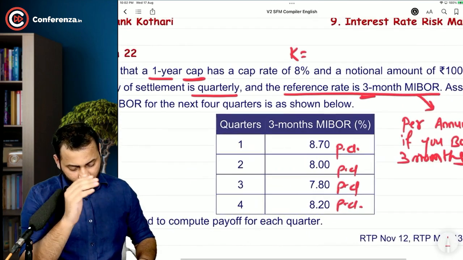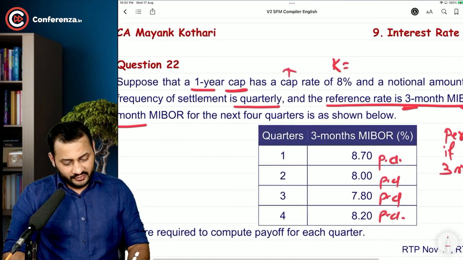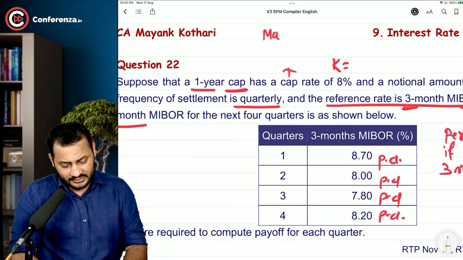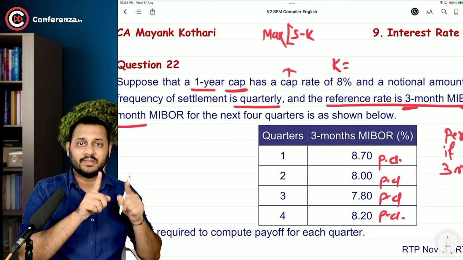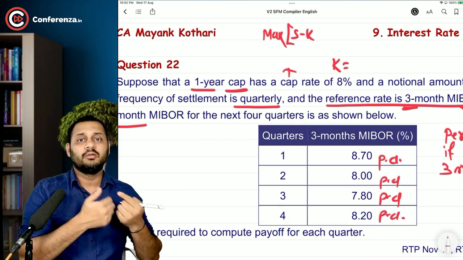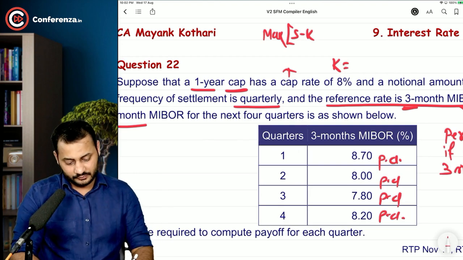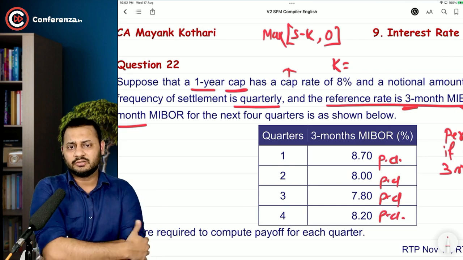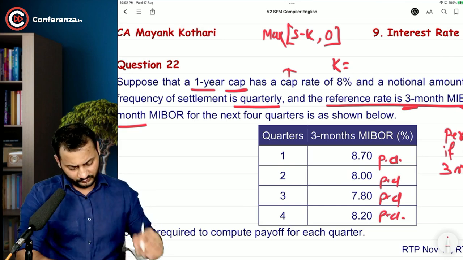Okay. So this is a cap option. The very first thing that you should write in your paper is that the payoff will be like this: maximum of spot minus K. In cap it is S minus K. In floor it is K minus S, or 0. So you can just simply put this and you will get the answer.